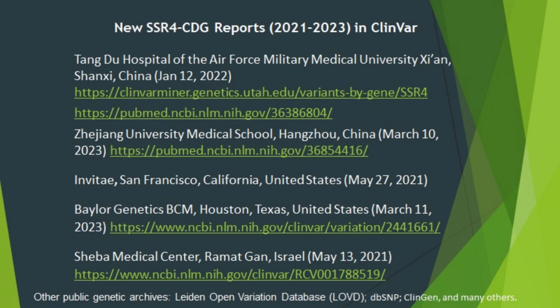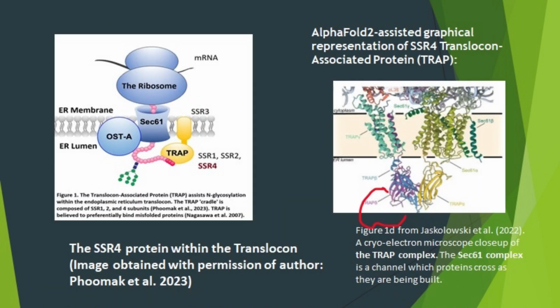We see that there are 2 boys identified in China, 1 in California, 1 in Texas, and 1 at a medical center in Israel. The dates represent when the variant was reported or updated. SSR4-CDG is a growing community with new patients being diagnosed each year. Hopefully, this fact will encourage research scientists and clinicians to study SSR4-CDG. Unfortunately, the biological mechanisms of this CDG are not yet well known.